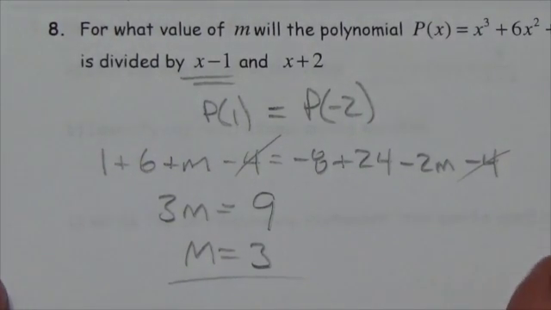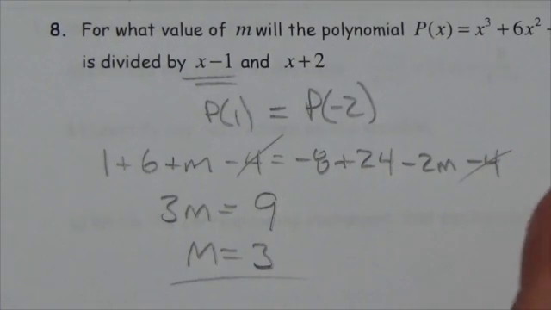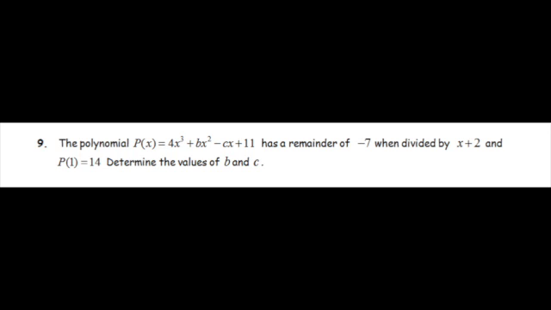I really strongly advise you to get comfortable with the remainder theorem. The polynomial p of x equals 4x cubed plus bx squared minus cx plus 11 has a remainder of negative 7 when divided by x plus 2, and when evaluated at 1, the result is 14. Determine the values of b and c.